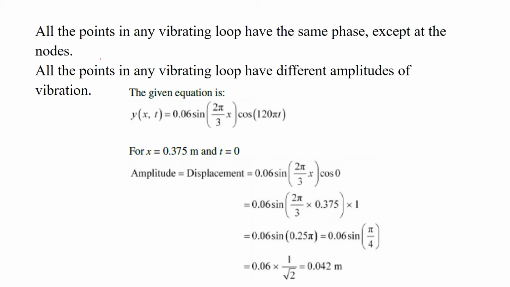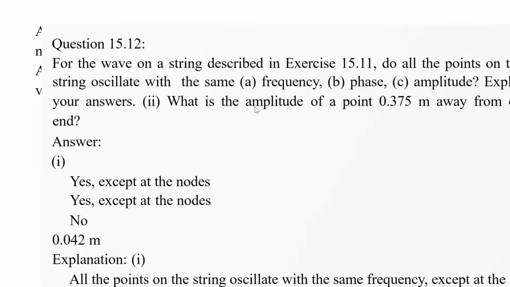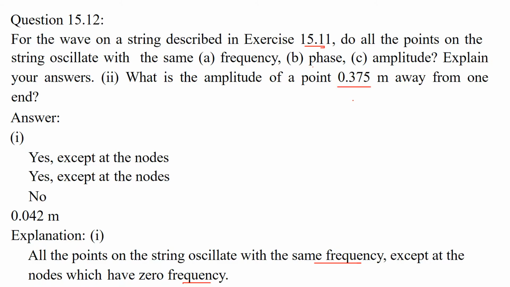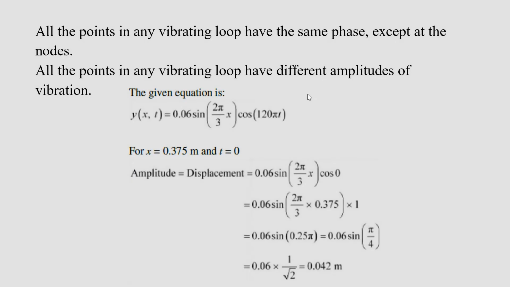Then the second thing which is being sought here is phase, and then amplitude. All the points in any vibrating loop have the same phase, except the nodes. And third, all the points in any vibrating loop have different amplitudes of vibration. You can just check here. You just draw and you'll see what is happening. At every point the amplitude is different, this point amplitude is different. Okay.